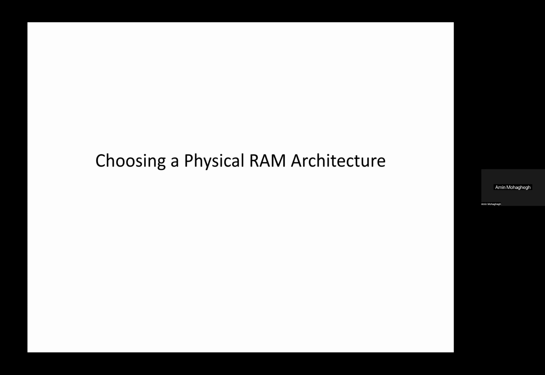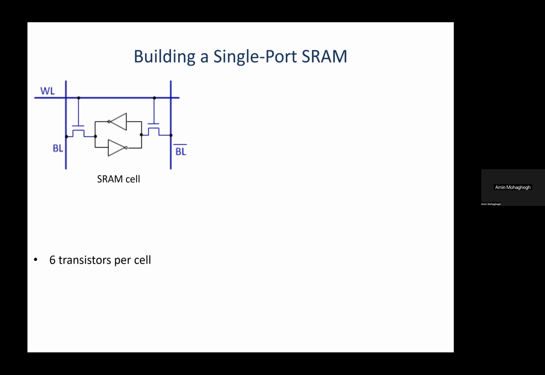Okay, so let's move on to the next question of how do we choose a physical RAM architecture? In order to analyze this, you have to know something about how RAMs are built. How many people know how SRAMs are built? How many people don't know, which is fine? For those who know how they're built, this will be a review, but it's important if you're going to try to architect this to know what's happening.